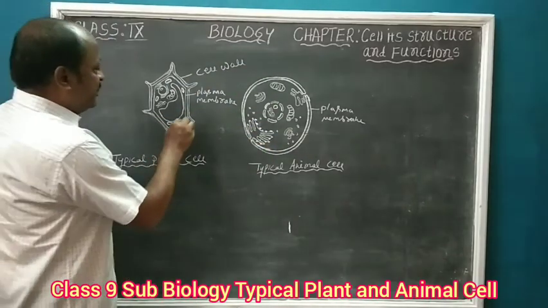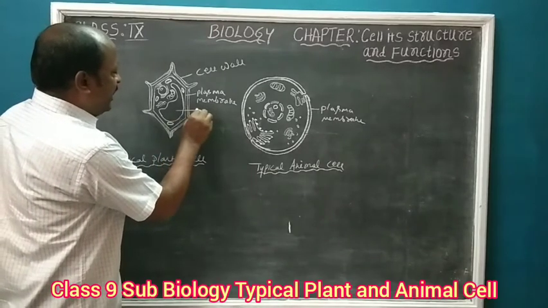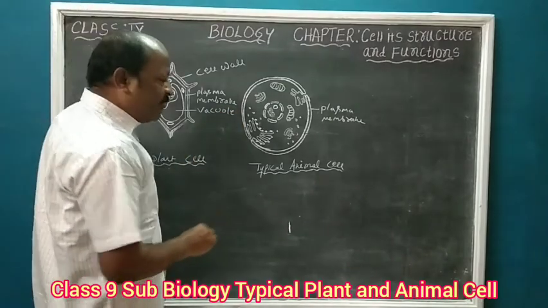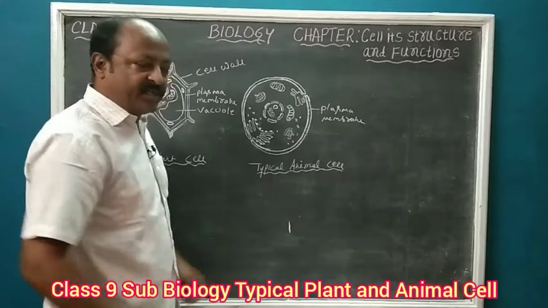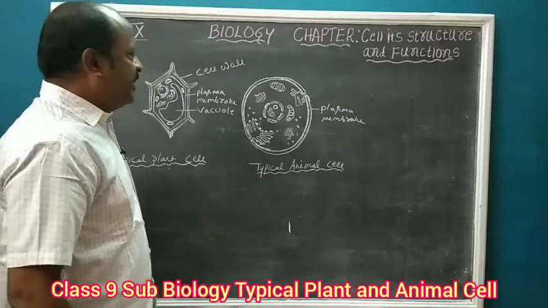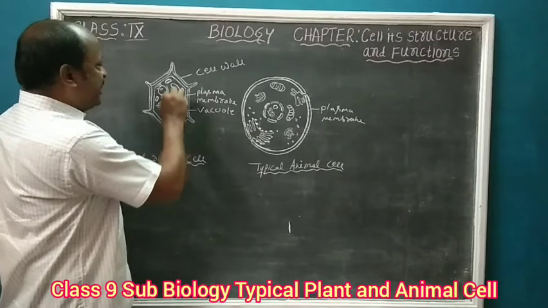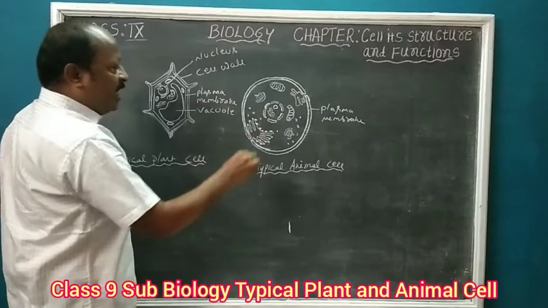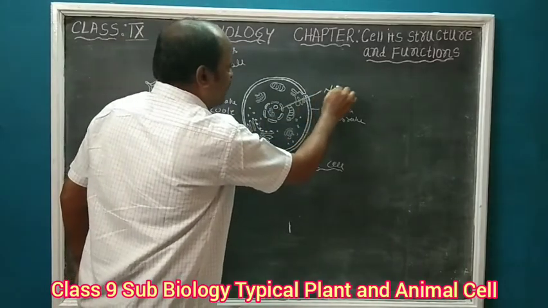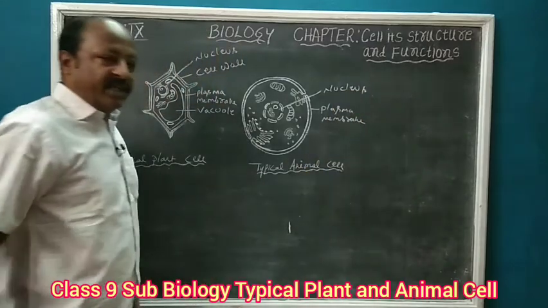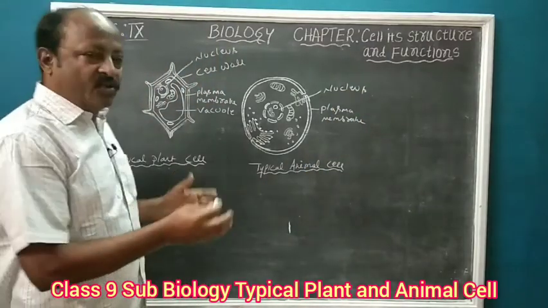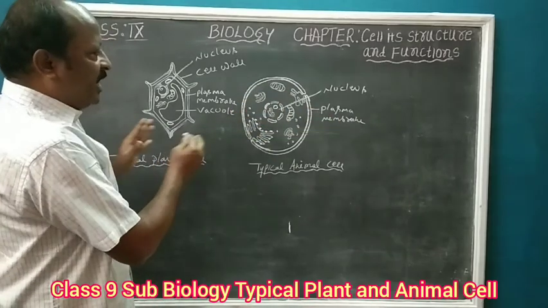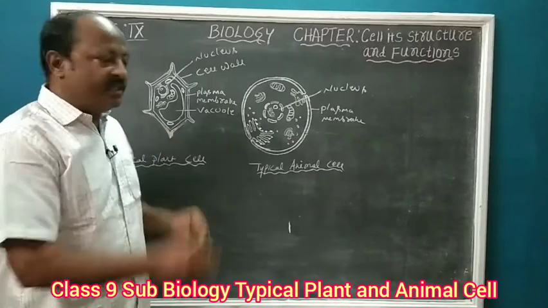And in the plant cell we have a vacuole. In the animal cell it might be present, it might not be present. Even if it is present, the vacuole is very small in the case of the animal cell. And in the center of the plant cell we have got a nucleus. Animal cell also has got a nucleus, and we know that nucleus has got the genetic information, the genetic material. In both plant and animal cells, nucleus is there which holds the genetic material.